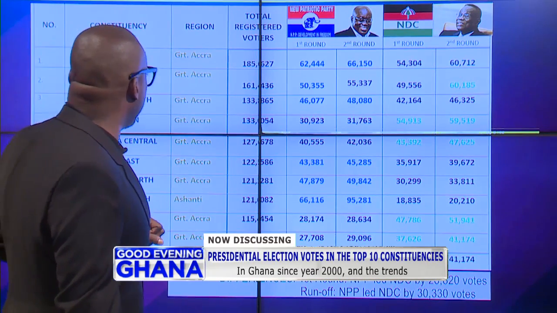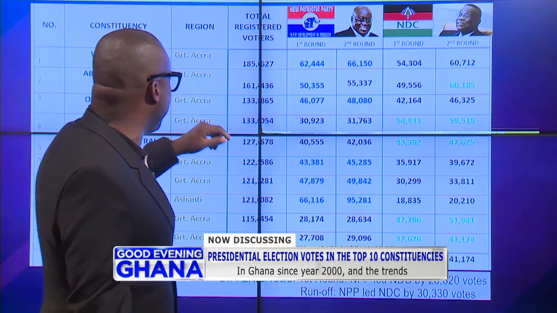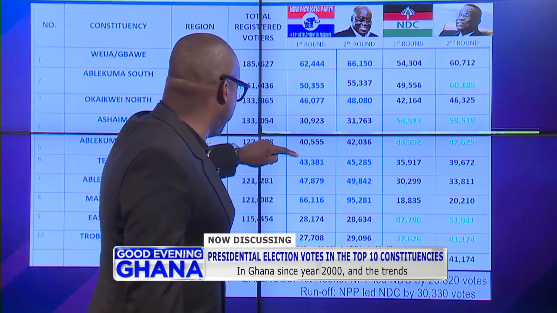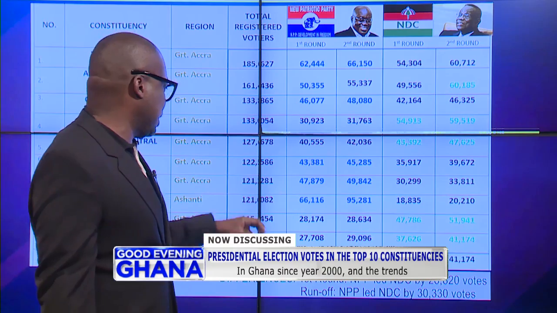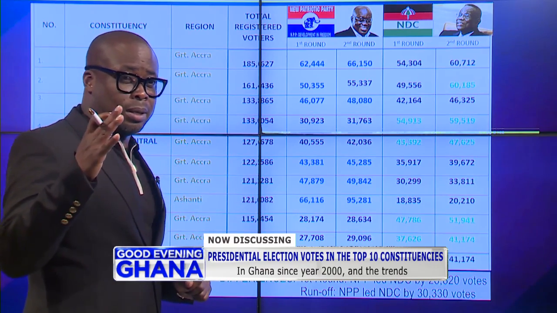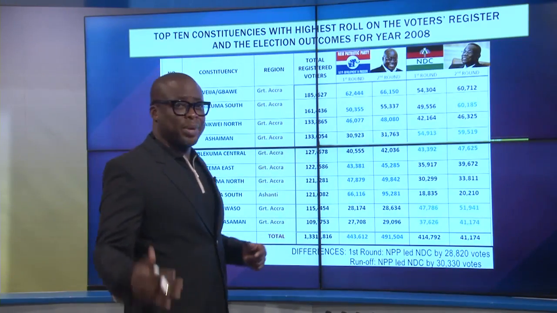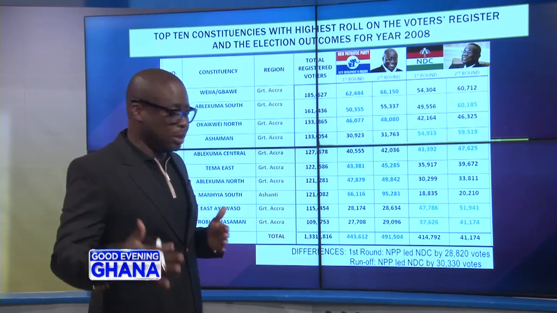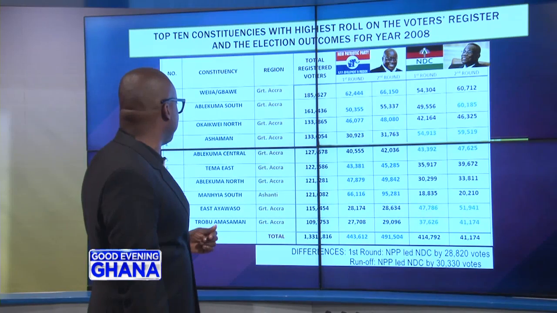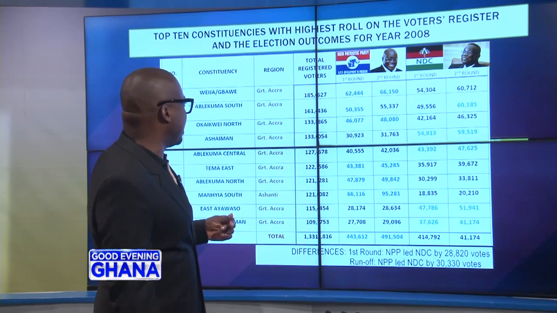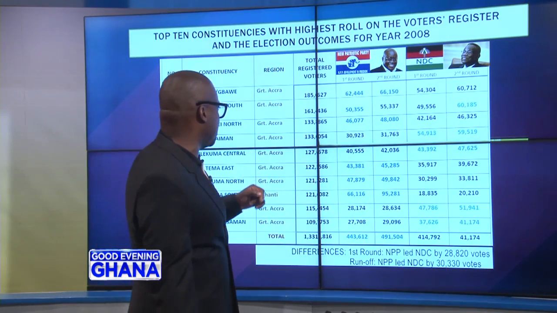So in round 1, Akufo-Addo wins over Mills. Akufo-Addo picks up 6 constituencies out of the 10 over Professor Mills. In the last election, John Kufuor picked up 7. So Professor Mills has grabbed 1. And which are the constituencies that Professor Mills actually wins in the first round?